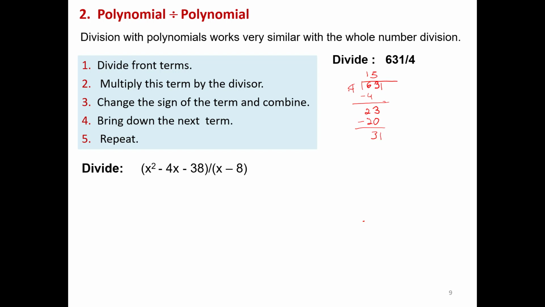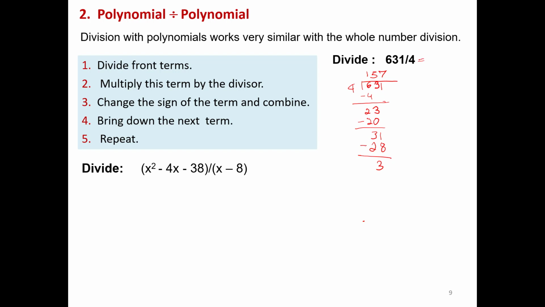Then now again, how many times does 4 go into 31? It's 7 times. And we multiply 7 times 4 is 28. We change the sign here. We combine the numbers. We subtract the numbers. 31 minus 28 is 3. Because now the remainder is less than the divisor, we stop the division. And now we can write the answer.